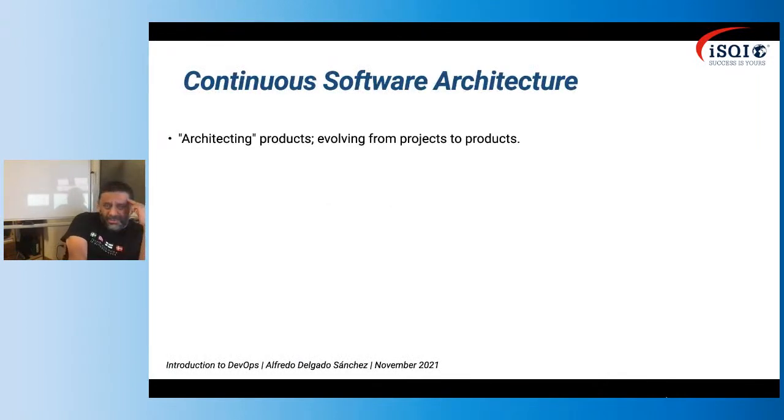Okay, let's speak about another important part: continuous software architecture. What is the important message here? We need to go from the development of projects to the development of products, because a project normally has a deadline. A product is something that we will evolve over many years, that possibly does not have an end. And for DevOps practices, it is better to develop not projects, but products.